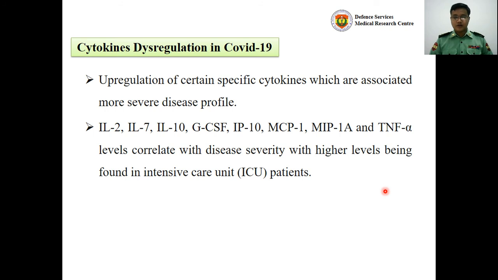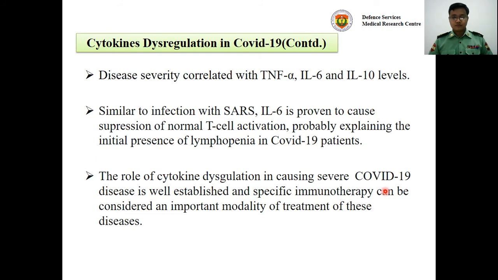Cytokine dysregulation in COVID-19. Upregulation of certain specific cytokines is associated with a more severe disease profile. Interleukin 2, interleukin 7, interleukin 10, granulocyte colony stimulating factor, interferon gamma protein 10, monocyte chemoattractant protein 1, macrophage inflammatory protein 1A, and tumor necrosis factor alpha levels correlated with disease severity, with higher levels being found in ICU patients.